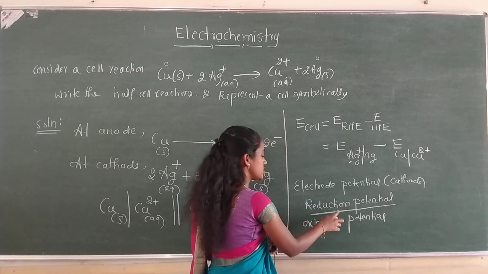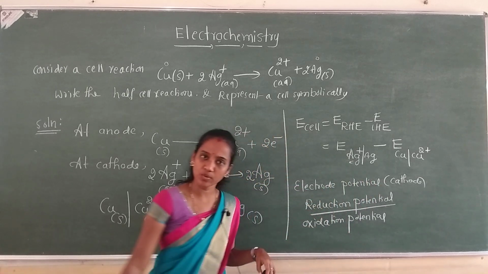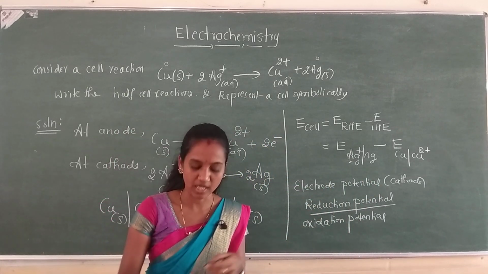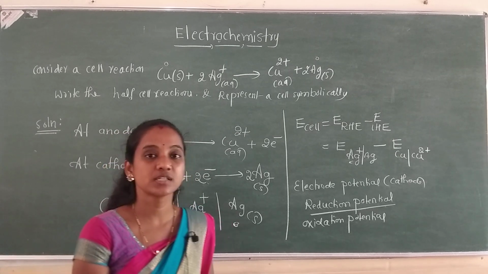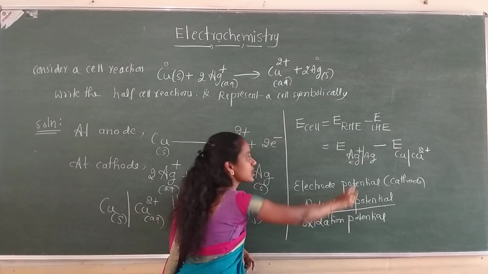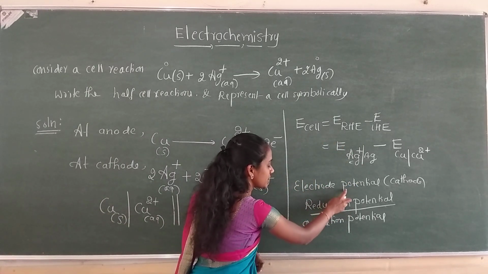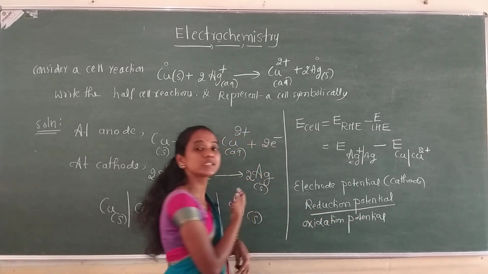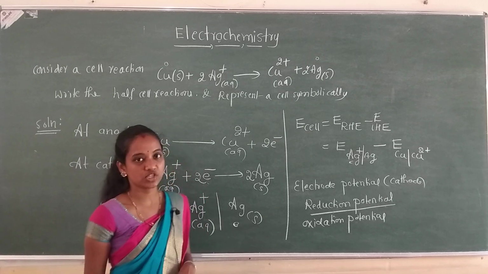So, reduction potential as well as oxidation potential, together it is electrode potential only. In specific, we can also say that at the cathode reduction occurs, so the electrode potential can be considered as a reduction potential, and at the anode oxidation occurs, so instead of electrode potential, we can say it is an oxidation potential, the potential to undergo the oxidation process.